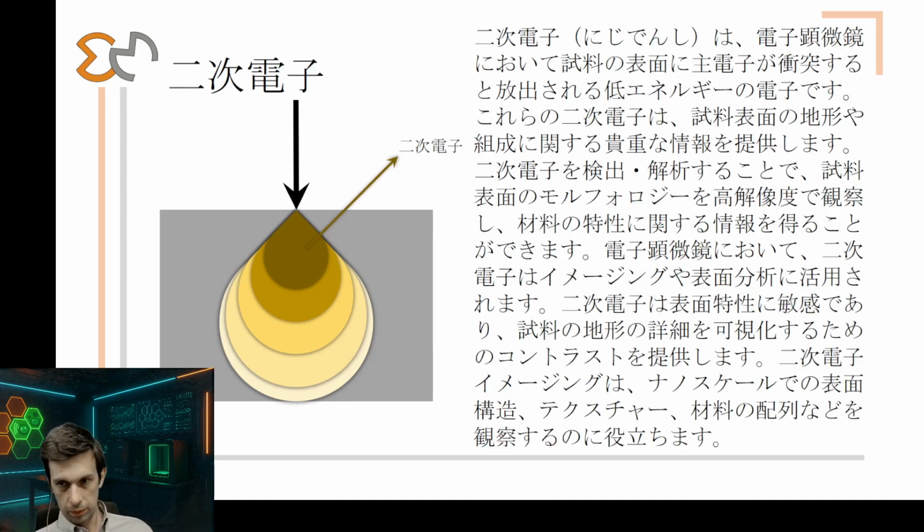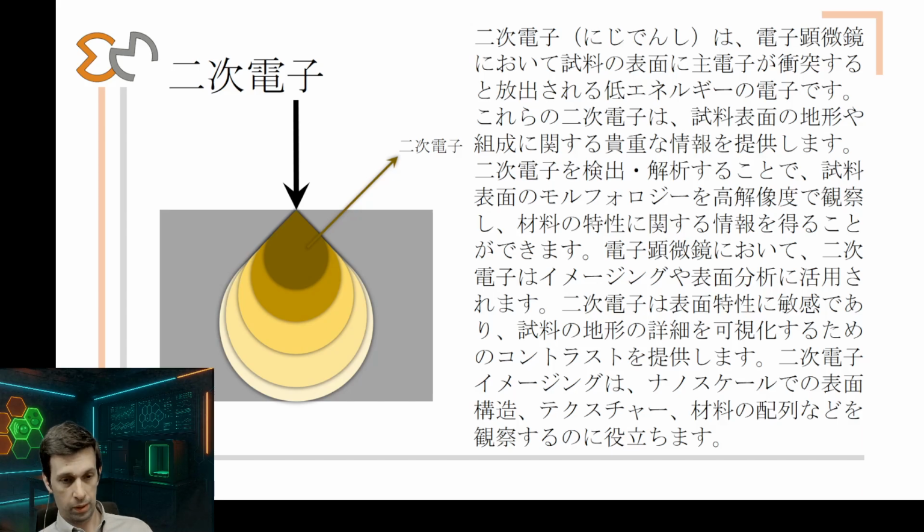The second type of electrons, a little deeper, are the secondary electrons. They are still quite low energy electrons. They are generated when the primary electrons interact with the surface. These carry information about the topography. So the orientation of the surface changes the direction of these secondary electrons.